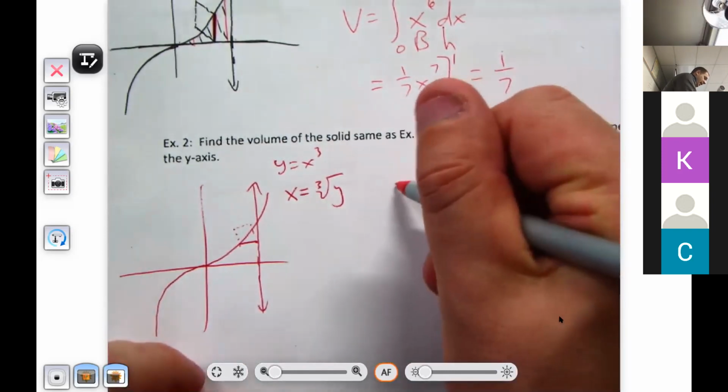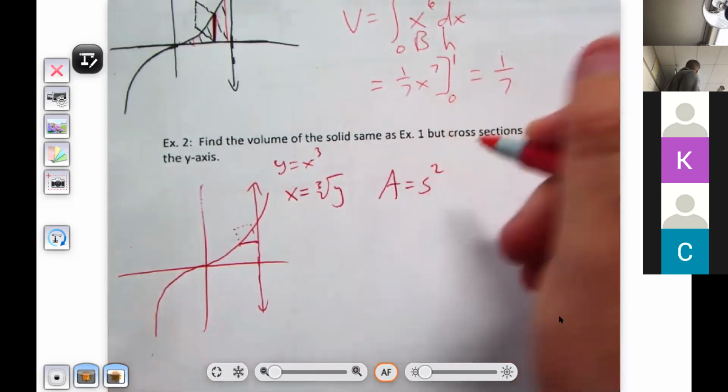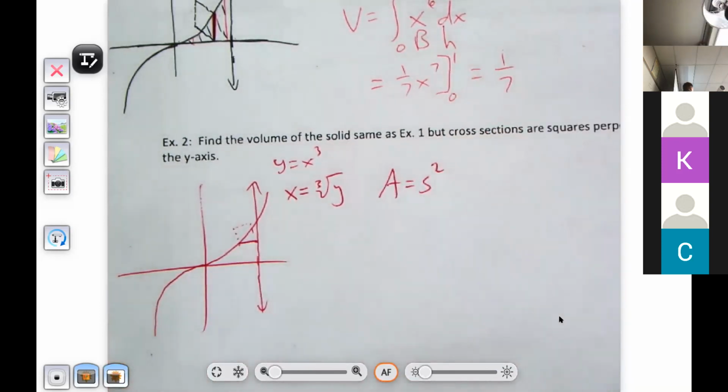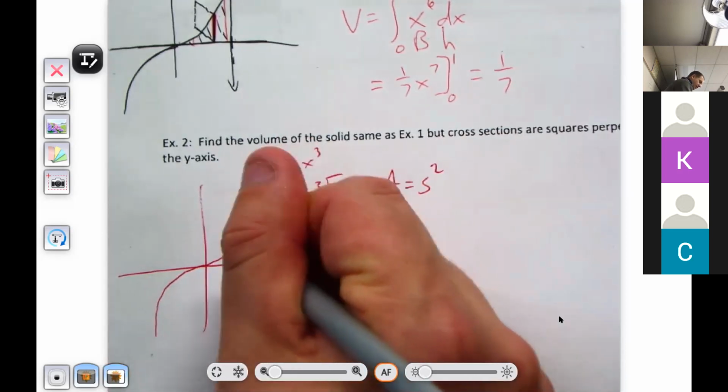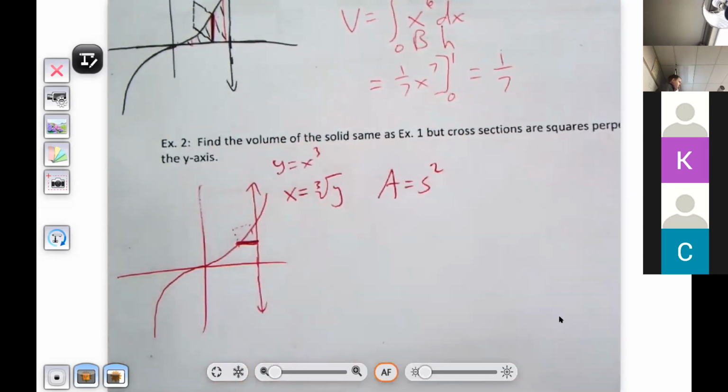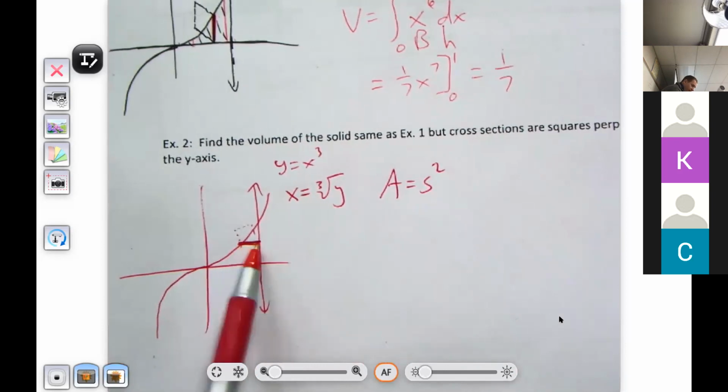So the area is still side squared. It's still a square, so it's still side squared. But this one's different because that side length is not just a function this time. I'm after this thing right here. How long is that bar? What's the length of this thing right here? One minus the cube root of y. Yeah, 1 minus the cube root of y.